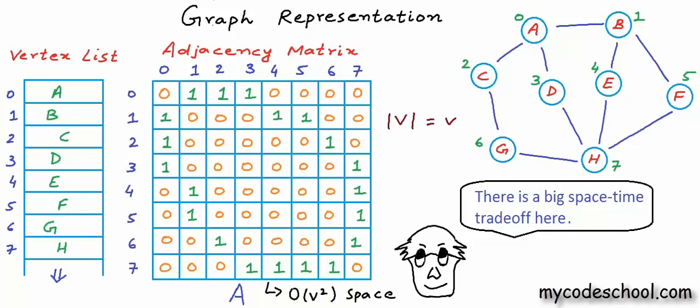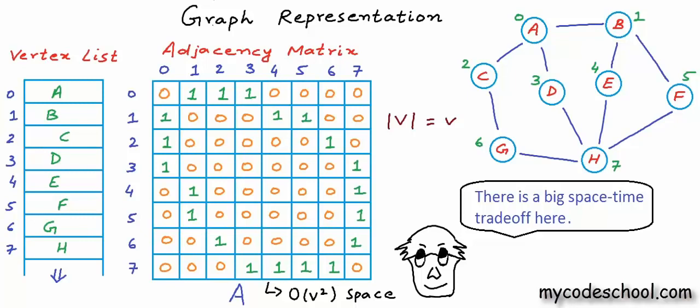We are using big O of V squared space. We are not just storing the information that these two nodes are connected, we are also storing the "not" of it. That is, these two nodes are not connected, which probably is redundant information. If a graph is dense, if the number of edges is really close to V squared, then this is good.